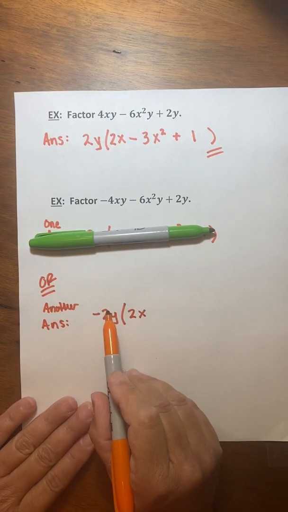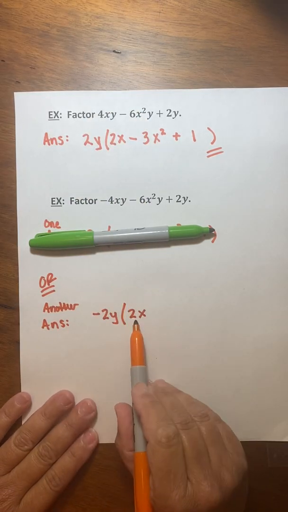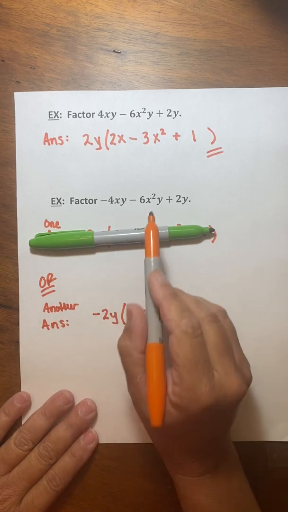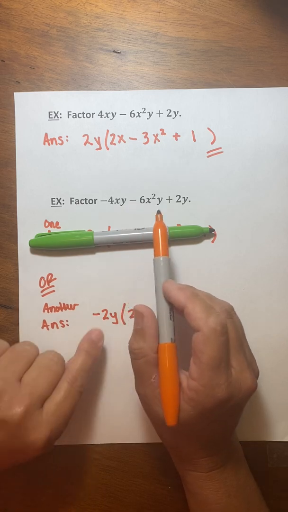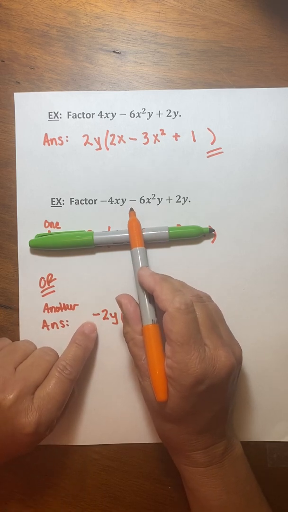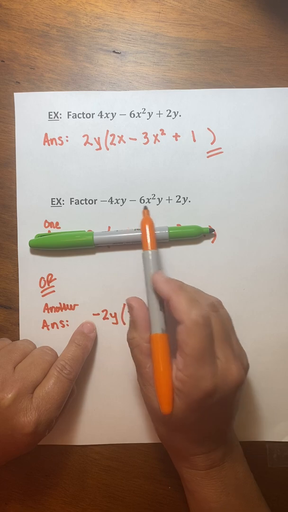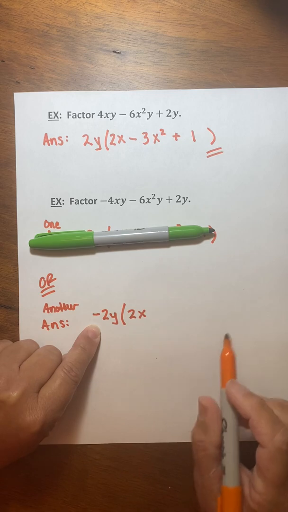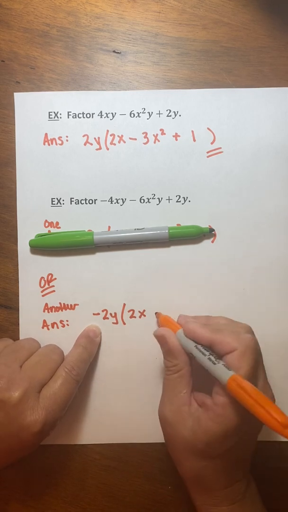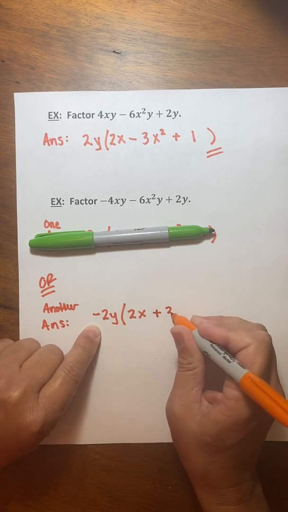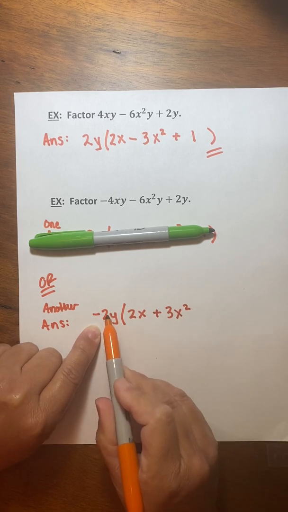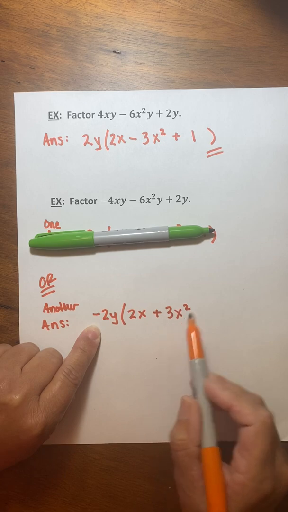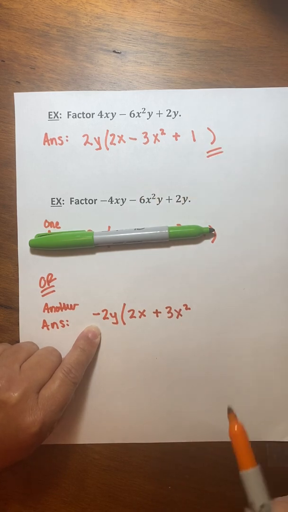Now again, remember, you can redistribute and check. Negative 2y times 2x would be the negative 4xy. Now be careful, because this term, now things get a little bit tricky here. If we pulled the negative away from this, what would we have to put here such that if we were to redistribute, we would get negative 6x squared y? Well, hopefully you said plus 3x squared. Now again, mentally distribute, negative 2y times positive 3x squared would give me the necessary minus 6x squared y up here.